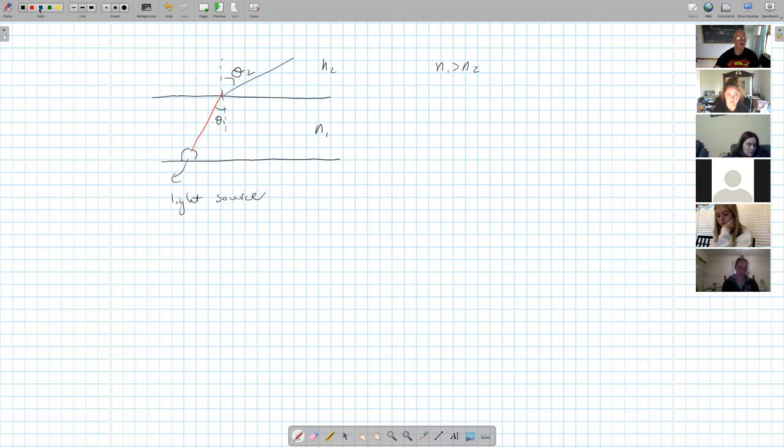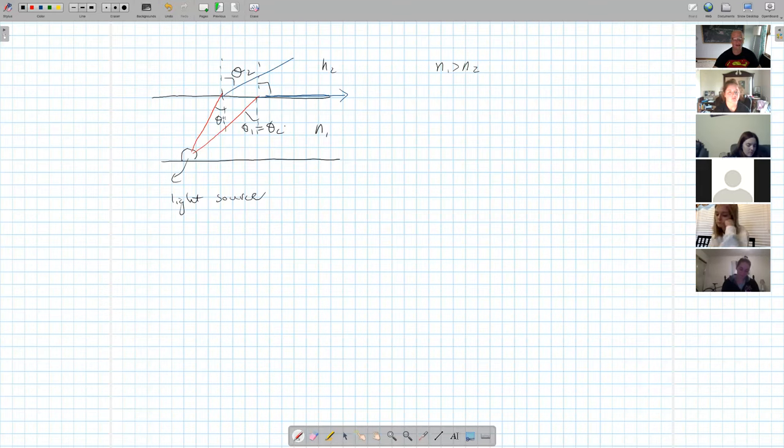But now if I keep increasing the size of this initial angle, so now if I put this guy out here, what'll happen is eventually I'm going to reach a point where this refracted ray is going to move parallel to the surface. So this angle here, theta 1, is going to become what's called theta critical, and then this refracted ray is going to move along the surface of this medium. So the angle at which it is refracted is exactly 90 degrees.